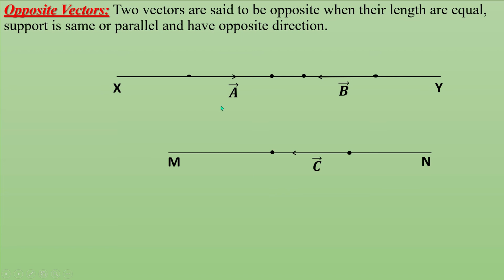When we take A and C, the support lines are parallel, but the directions of A and C are opposite. In this case, we will not take B and C. We can take only A and C because their directions are opposite. When we take B and C, their direction will be the same, so this is not an example of opposite vectors. We have to take only A and C. Remember this.